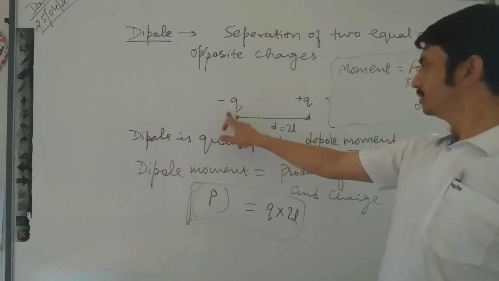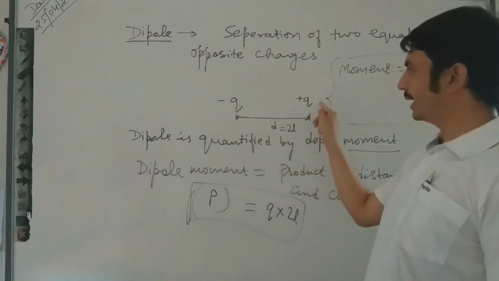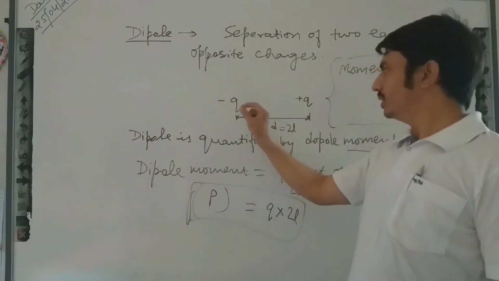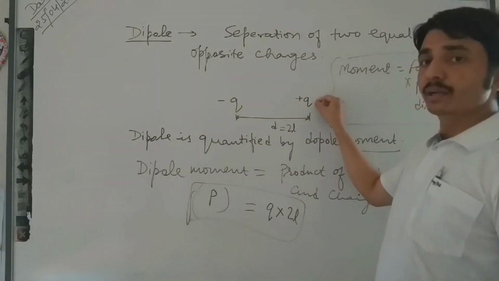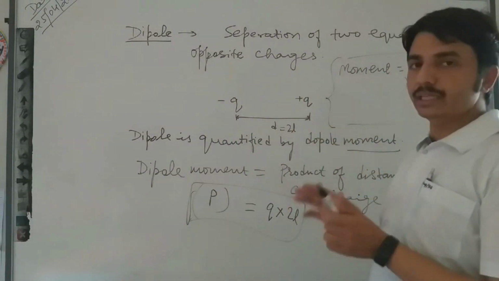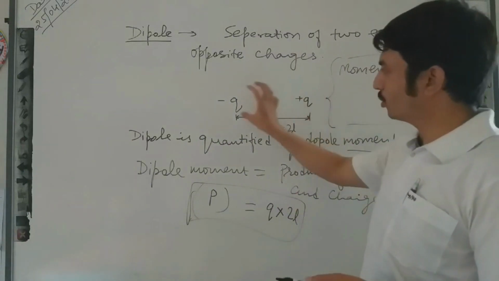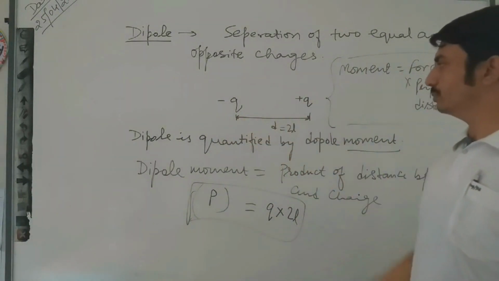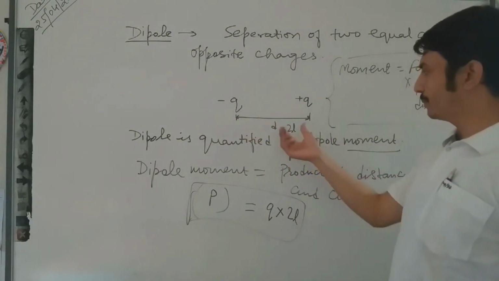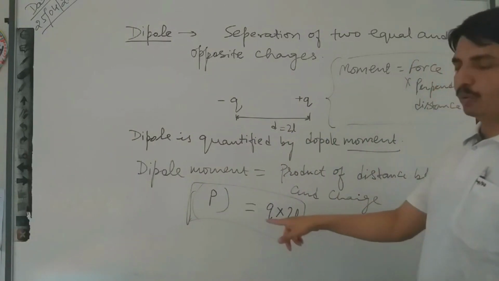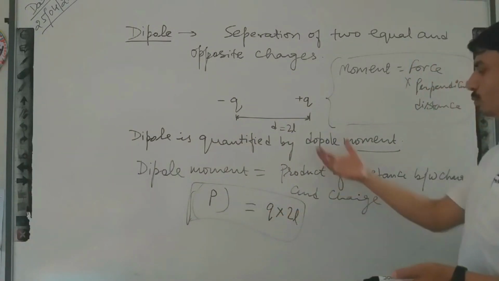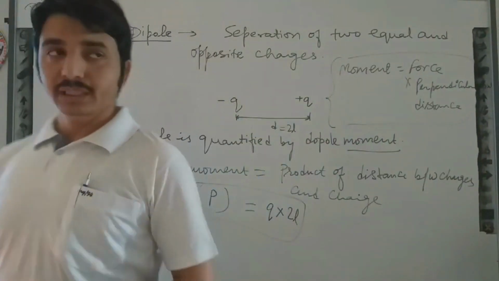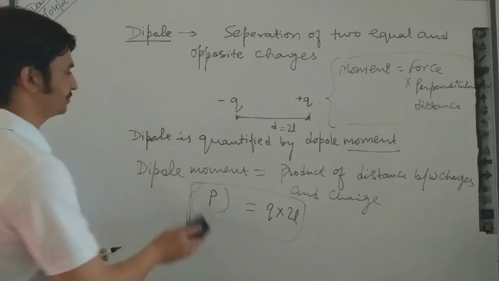Dipole moment is the product of the distance between the oppositely charged particles and the force acting on them. On one charged particle some amount of force acts, and an equal amount of force is exerted on the other charged particle by the positive charged particle, and these two are kept at distance D. So the dipole moment will be equal to Q into 2L, or Q into D, whichever distance they are kept at. This is known as dipole and dipole moment.